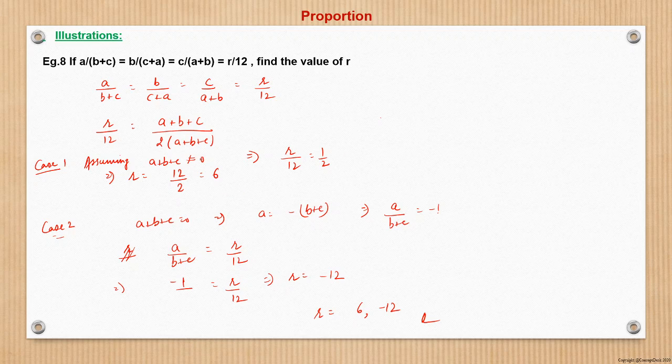Second case, if a plus b plus c is equal to 0, then a is equal to minus (b plus c), so a upon b plus c is equal to minus 1. So that is r by 12 is minus 1. So that way we can get r is equal to minus 12. So these are the two possible solutions of r here.